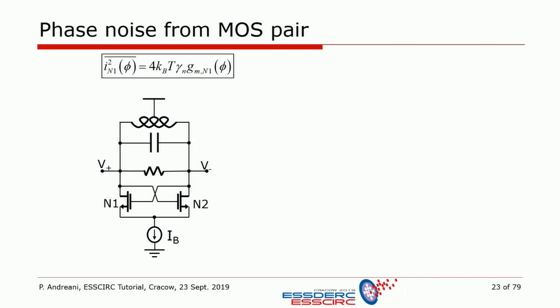Of course, now we can also proceed with the active part. As usual, we assume that the noise is proportional to the transconductance of the transistor. So 4 kB, Boltzmann, T, absolute temperature, gamma, the channel noise factor, ideally equal to 2/3, and then gm. Okay, gm, for instance, in this case for transistor N1.